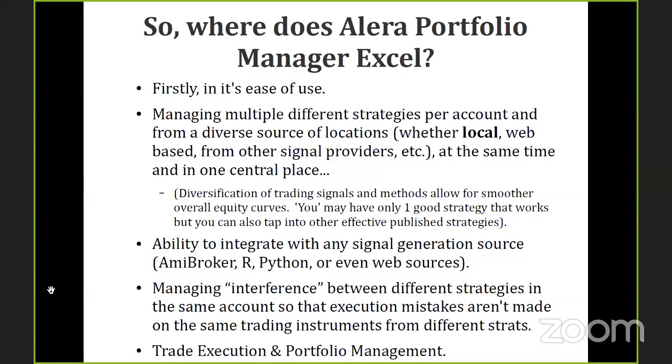and my software of choice is AmiBroker, but I could be using R, I could be using Python. You can be using any tool that will generate signals for you. It can also be web-based. So for example, if there is a screener that you like online, you can scrape that data and use that screener to enter and exit your trades, or plugins can be written for the software to allow that, and essentially from any other signal provider that makes the service available. And it can all be done at the same time and in one central place.